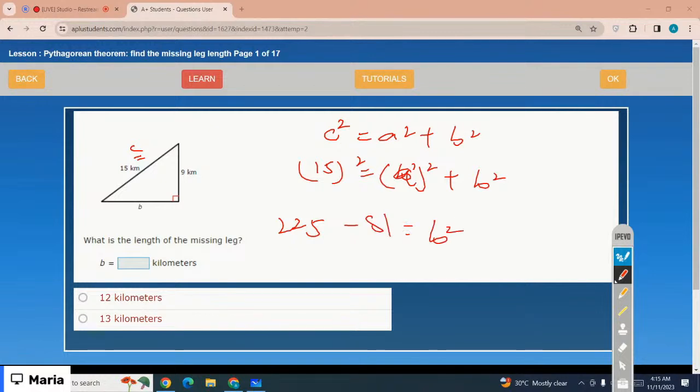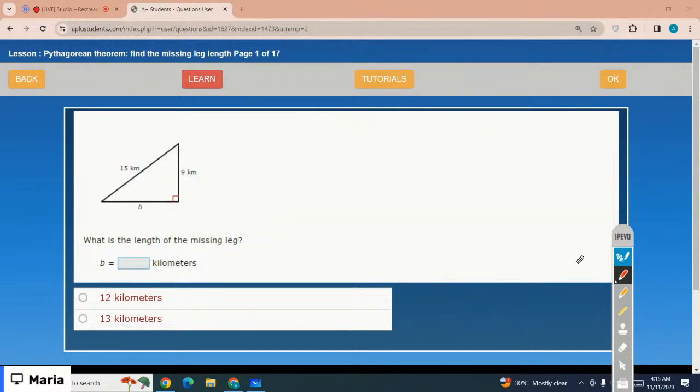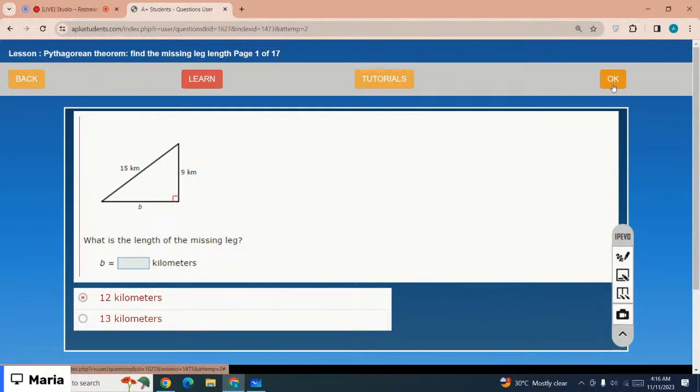So let me just subtract. 225 minus 81 is 144, right? So b square equals 144. So when you evaluate the square root, b equals 12. So the correct option is b equals 12. So this is how you find the missing sides, right? You have to use the Pythagorean theorem because two of the sides are given. Just use it and find the missing value. The correct option for this one is 12 kilometers.